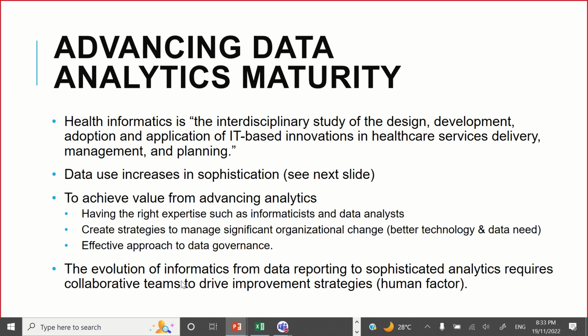And here then they say that the evolution of informatics from data reporting to sophisticated analytics requires collaborative teams to drive improvement strategies. So here they're saying it's not just the job of one department or one person or even a system to create this evolution that we talked about. So it needs a team, not forgetting the human factor interactions and their value in healthcare system delivery. Can you think of examples of team members that could help with the data analytics and reporting?